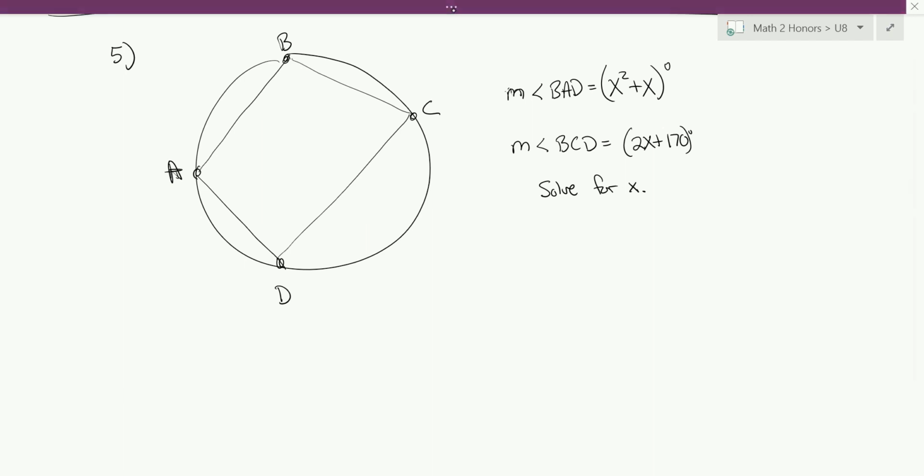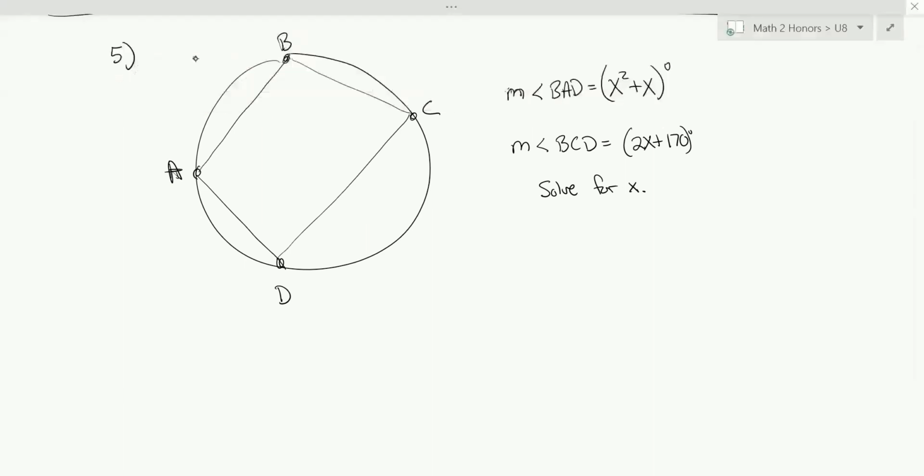So I give you BAD, this angle here, and I give you BCD, this angle opposite. Are opposite angles always congruent in a circle? No, that's not what we wrote. What did we write? Opposite angles are supplementary. They add up to 180.